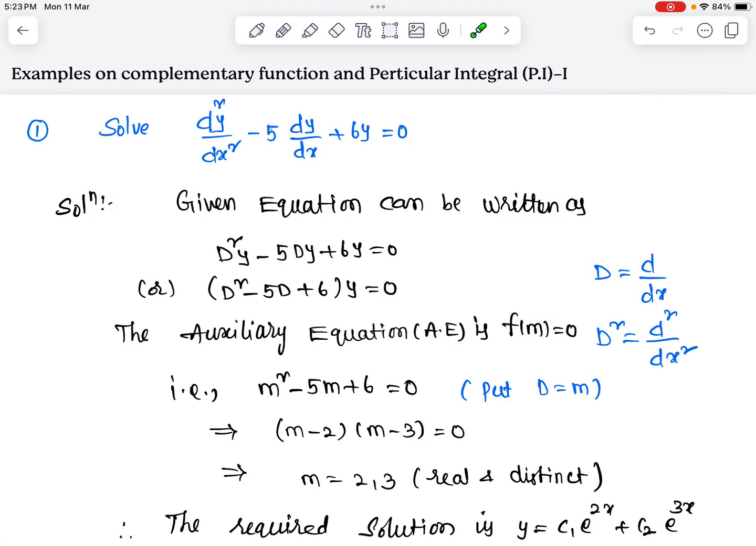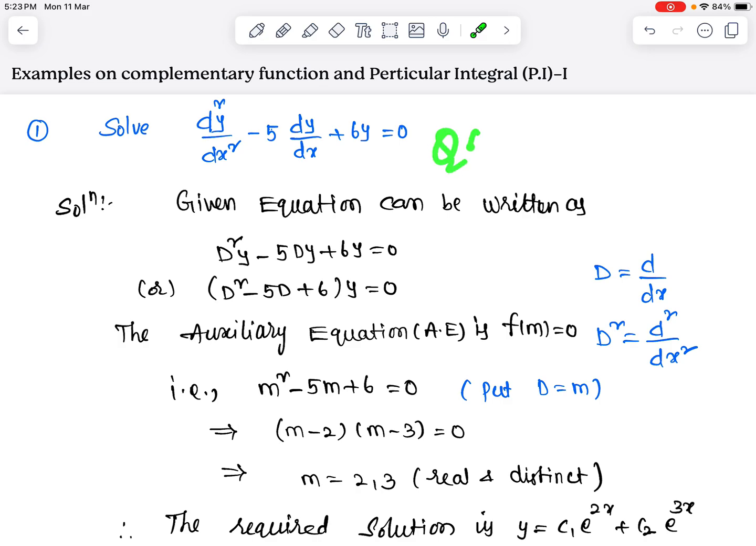Good evening dear students. Today I am going to discuss complementary function and particular integral, first form, that is e power ax. Listen carefully, these both are easy and important for you. Here first, for example, the given differential equation is d square y by dx square minus 5 dy by dx plus 6y is equal to 0. It is the given differential equation.